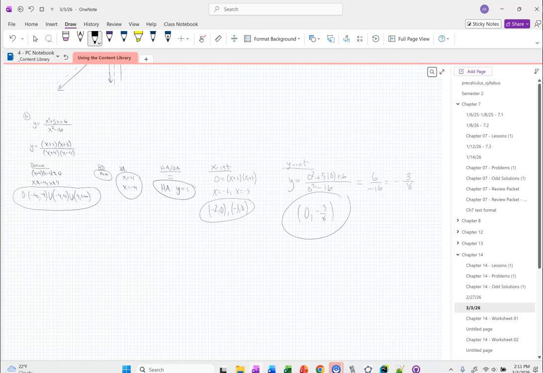Why for the x-intercept is it only the numerator that you plug in here? Because the only place a fraction can be 0 is if the numerator is 0. The denominator does not matter, right? 0 over 2 is 0. 0 over 3 is 0. 0 over 5 is 0. 1 over 0 is undefined, not 0. That's why. Does that make sense? Yeah.